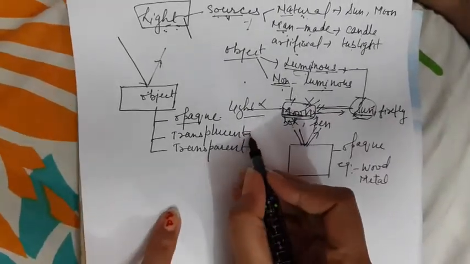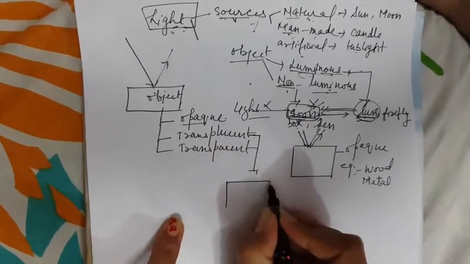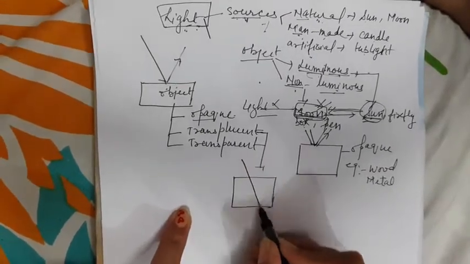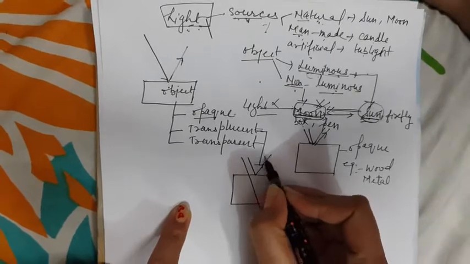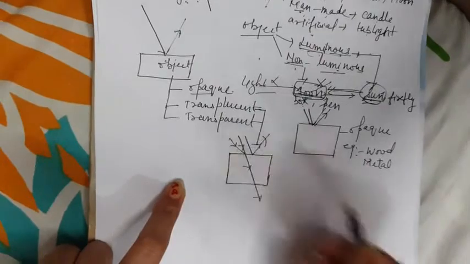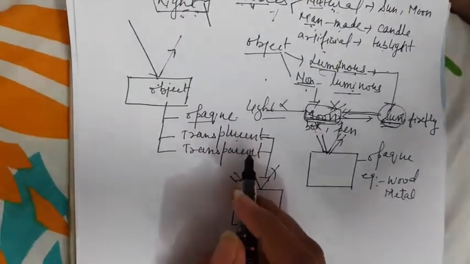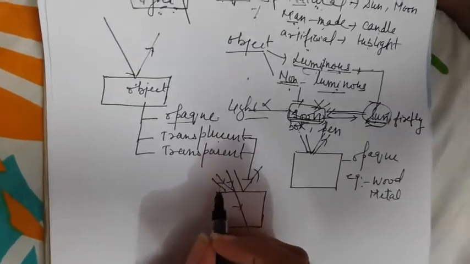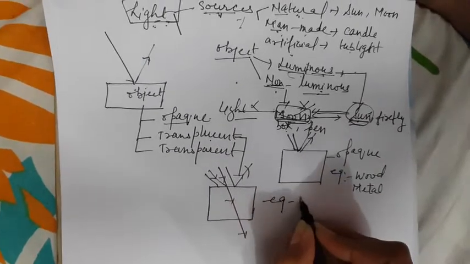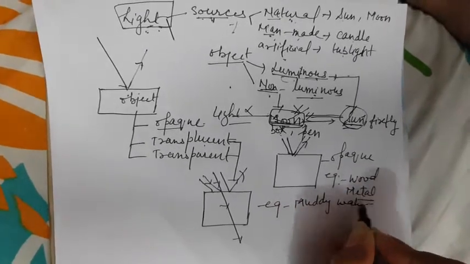And now we talk about translucent objects. The objects which allow some of the light rays to pass through them. Some will be reflected back, some will pass through it. Or you can say the objects which allow light to pass through them partially. Partially means half of the light rays will be passing and half won't. Examples are muddy water and polythene.